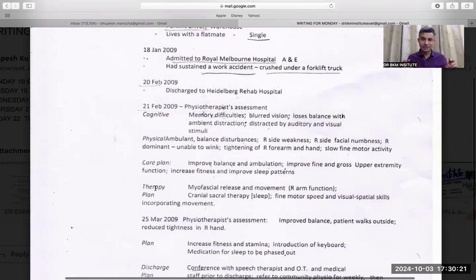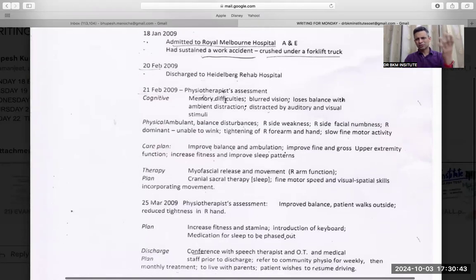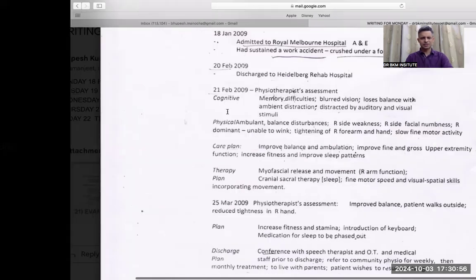Today I'm teaching you writing after a long time, and I want to teach you everything about it. You have to take care of small things, but at the same time, you should not care too much, because now what the patient needs is only physiotherapy. That's it. So you don't have to over-pressurize, but at the same time, you have to be careful. So on the following day, physiotherapy assessment was done. And now I don't want to talk to the physiotherapist about the memory difficulties, blurred vision. The physiotherapist does not need it. So we want lost balance with ambient distraction, distracted by auditory and visual stimuli. So he had lost balance with ambient distraction.